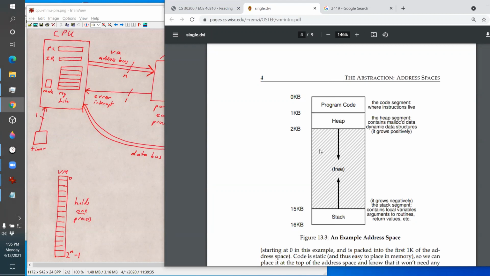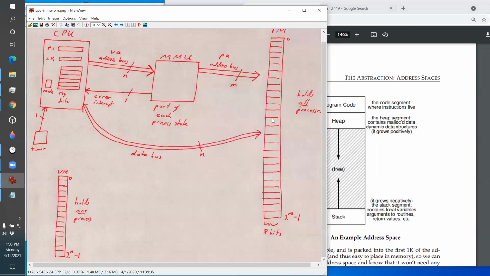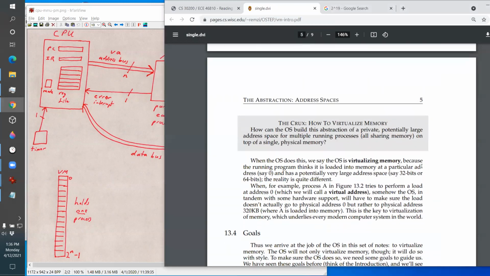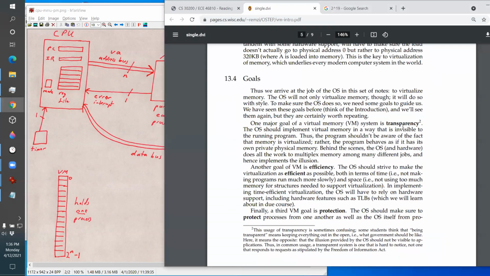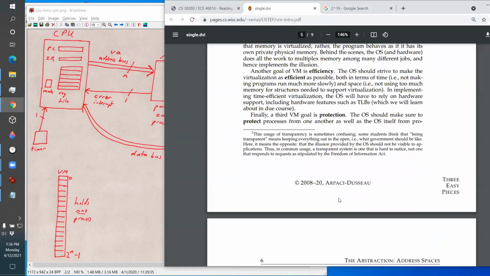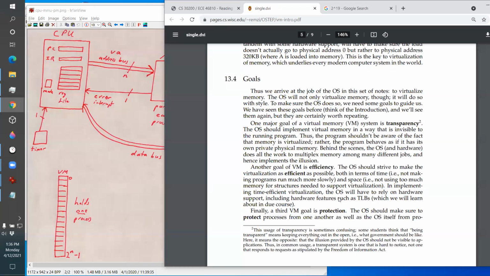The compiler compiles to the virtual address space. That makes the compiler more efficient. That makes the problem of physical memory transparent. The compiler doesn't even need to consider what's going on in physical memory. Okay, so these goals are transparency, efficiency, and protection. We want a system that makes this stuff work well, that accomplishes these goals transparently.